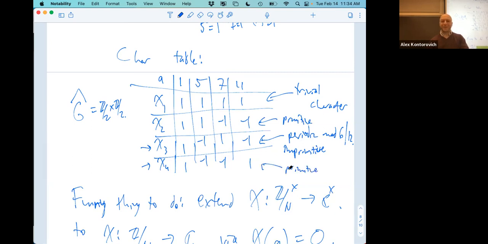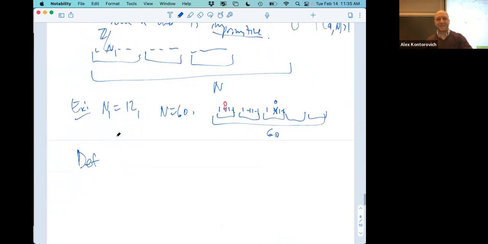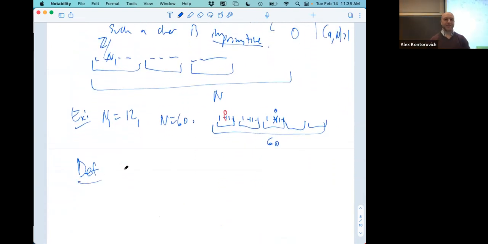It would not be so pleasant to check for large n. You need to know what the group structure is. But it's an important definition.